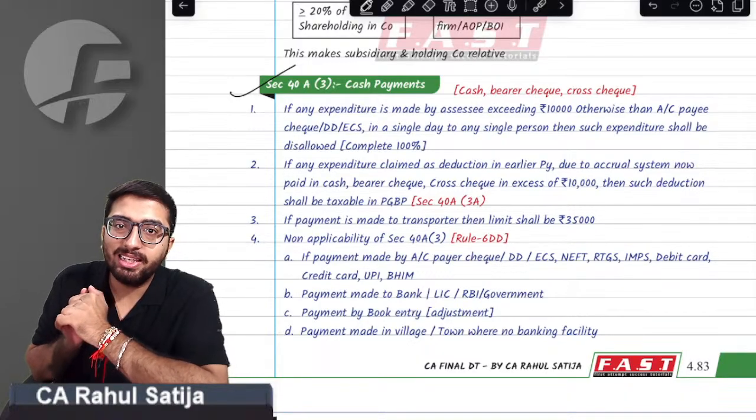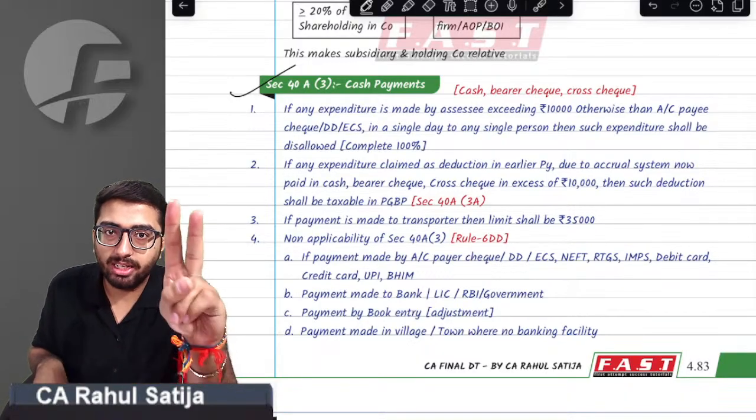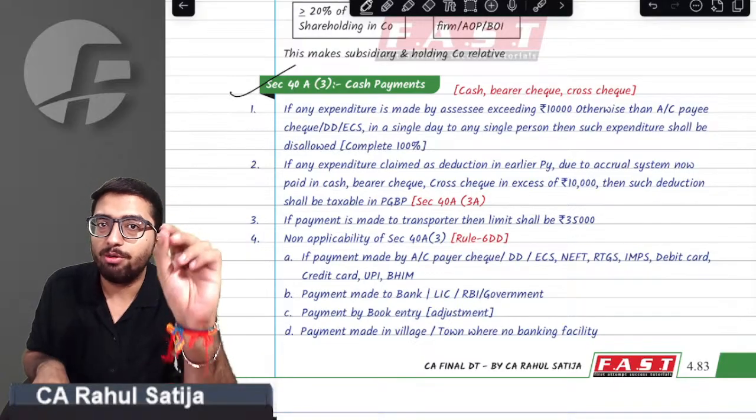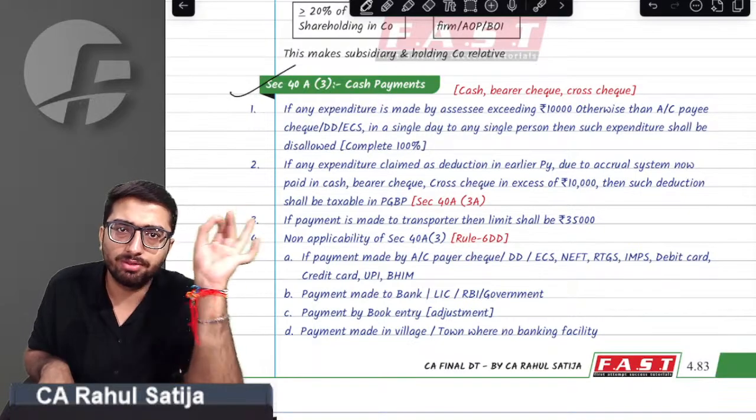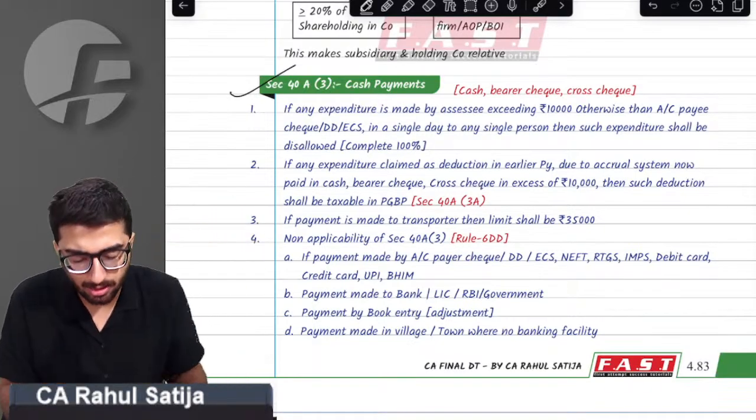Sir, if you pay it in cash, if you pay it through a crossed cheque, if you pay it through a bearer cheque, the provision says 100% of such expenditure will be disallowed. Clear cut disallowance at first.